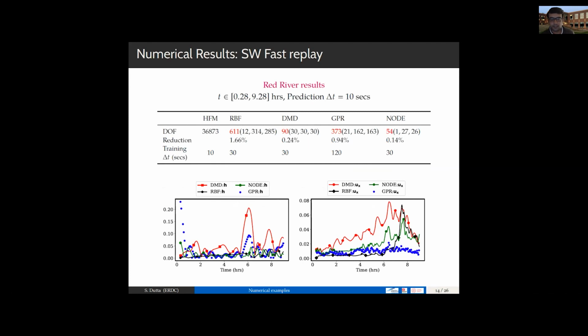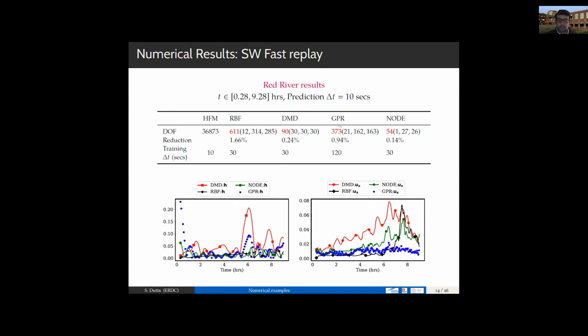Now, finally, to look at the Red River prediction results. What we did here is we wanted to look at a few different things. First of all, as I said, the Kolmogorov width being very large, we need a large number of degrees of freedom for expressing our POD basis, which is what we allowed our RBF approximation to use.